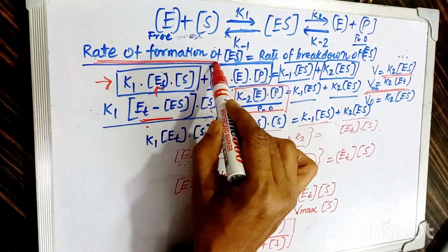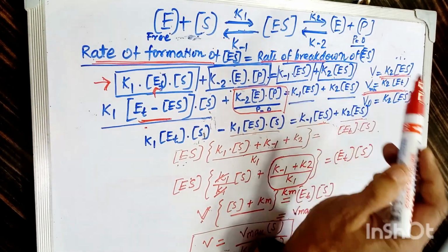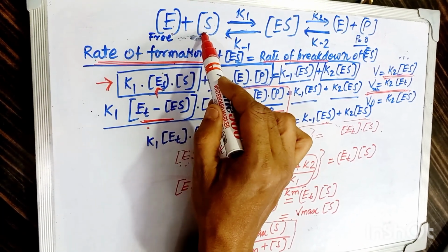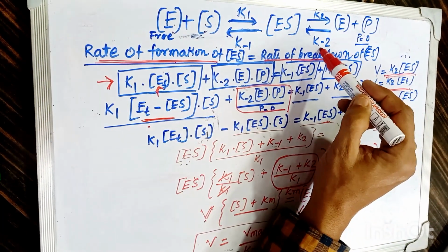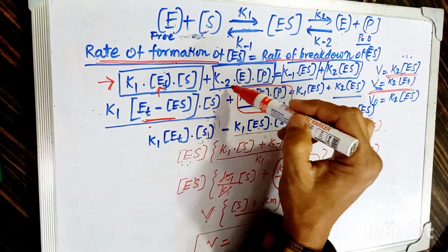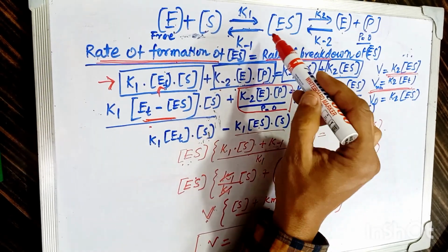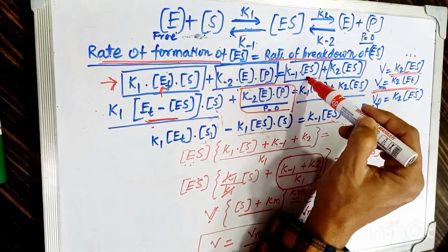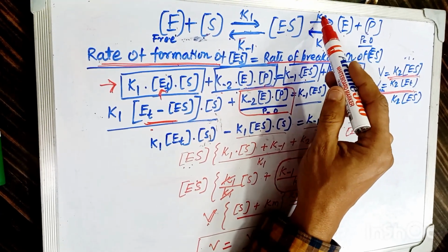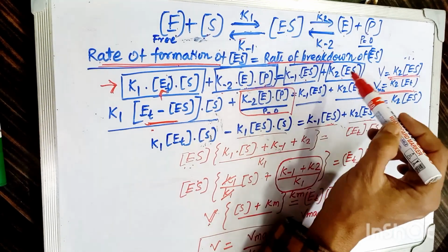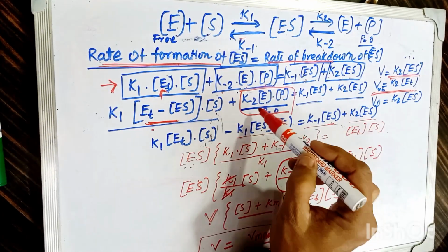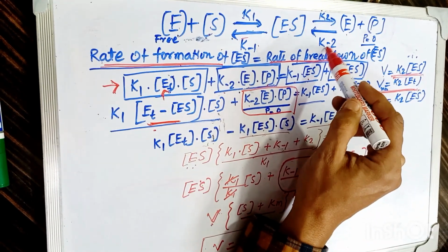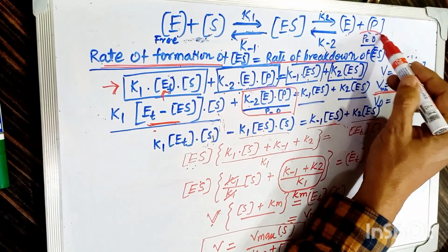The rate of formation of ES is equal to the rate of breakdown of ES. Rate of formation depends on K1 into E into S, and on K minus 2 into E into P. Rate of breakdown depends on K minus 1 into ES, and on K2 into ES. I have ignored the K minus 2 into E into P part, as initially the product is 0.